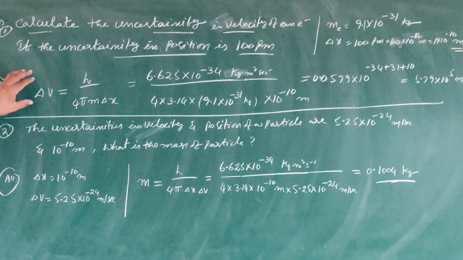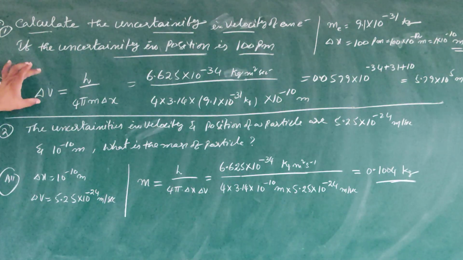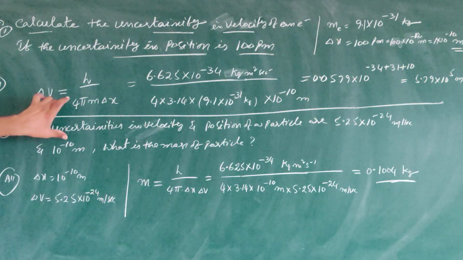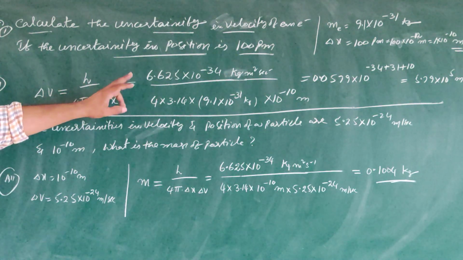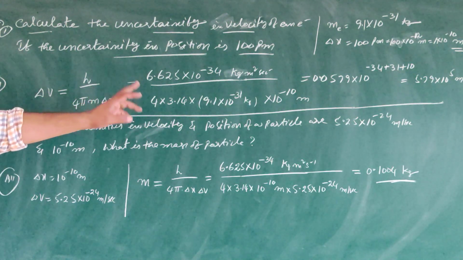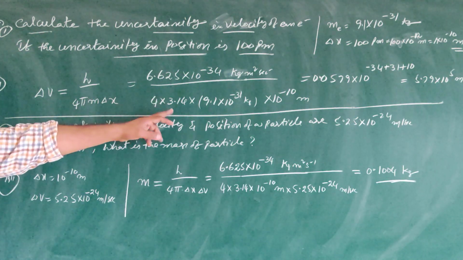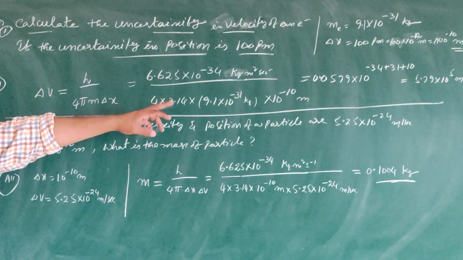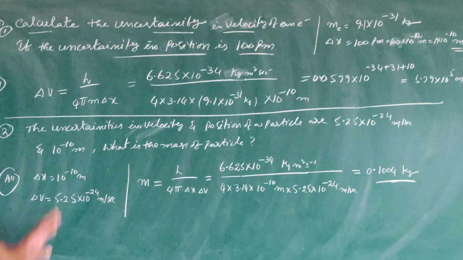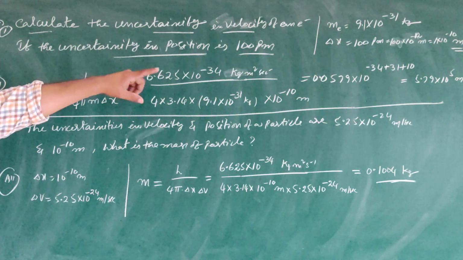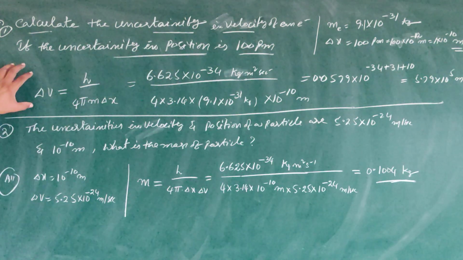So we are going to calculate the delta v, uncertainty in velocity. Delta v is equal to h by 4 pi into m into delta x. H value we can consider 6.625 into 10 power minus 34 kg meter square second inverse. 4 into pi means here 3.14, m is equal to 9.1 into 10 power minus 31 kg, delta x is equal to 10 power minus 10 meters. After calculation, we can get 5.79 into 10 power 5 meters per second. This is the way to calculate delta v.